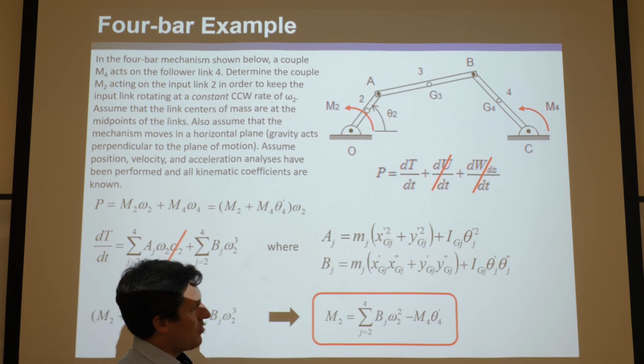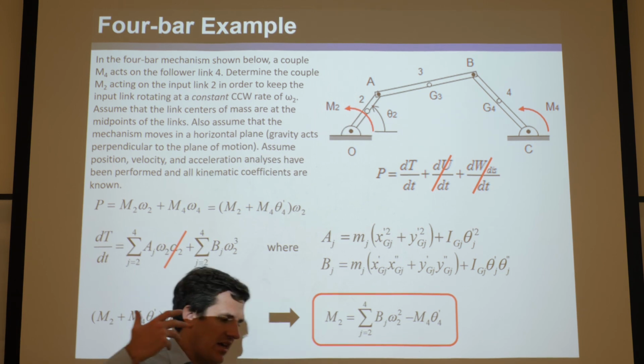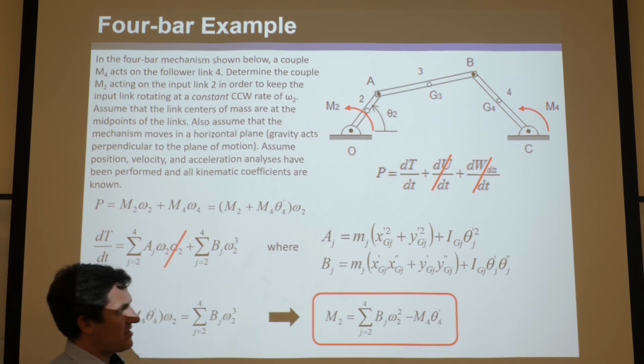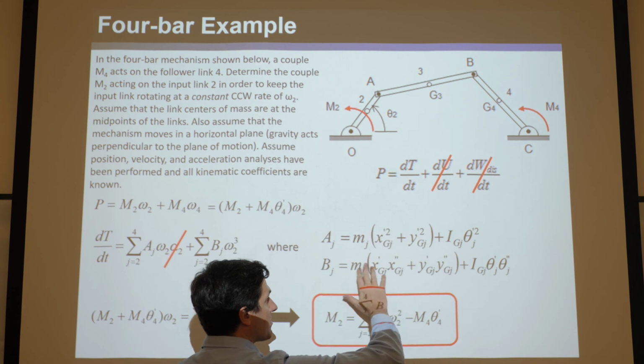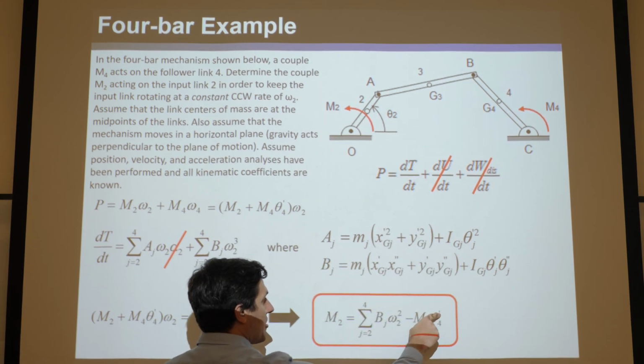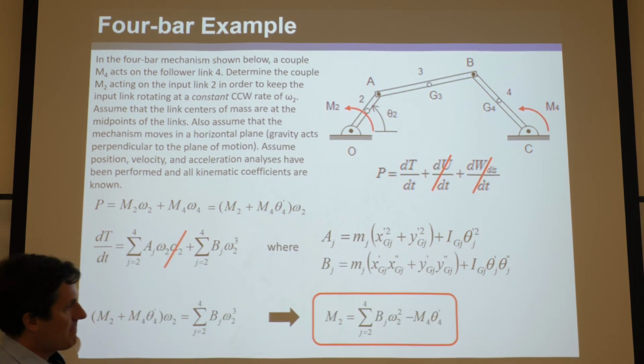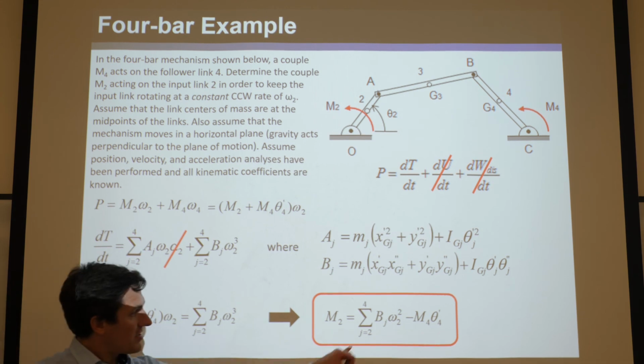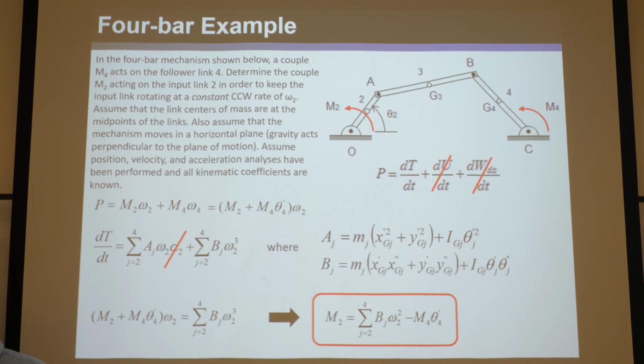And you would have already, from velocity, position, and acceleration analysis, known all these first order kinematic coefficients in B, and you'd know this one too. And remember, don't forget to sum them 2 through 4. And then you can solve that. All right.